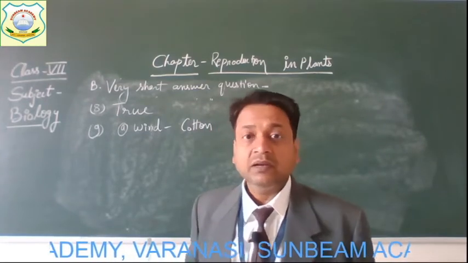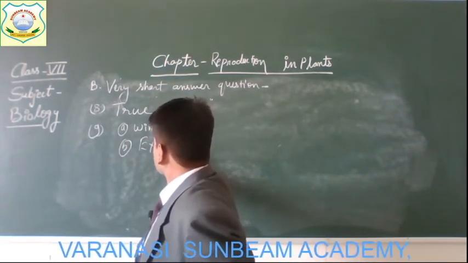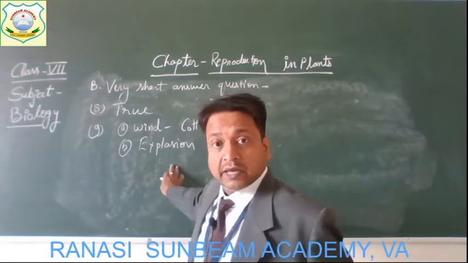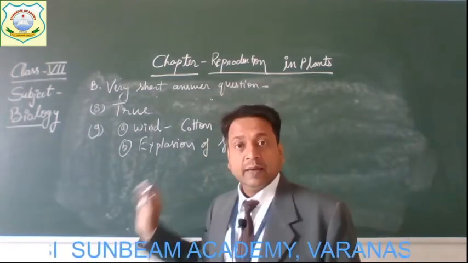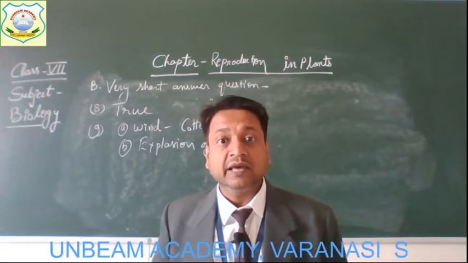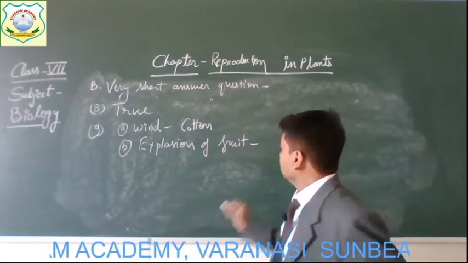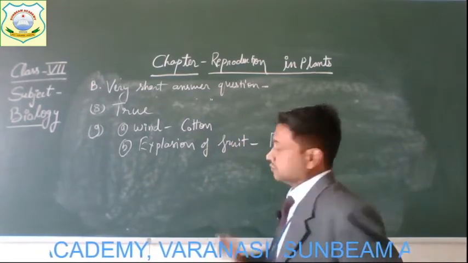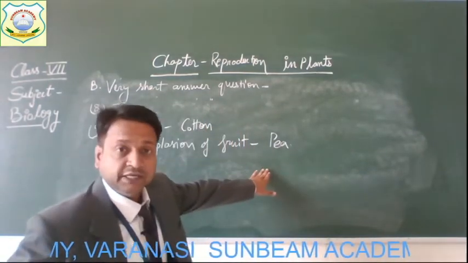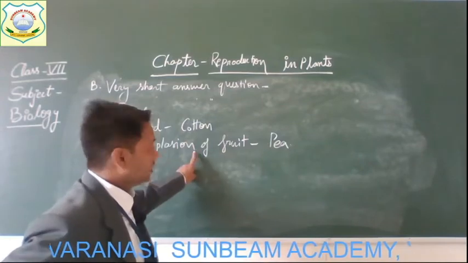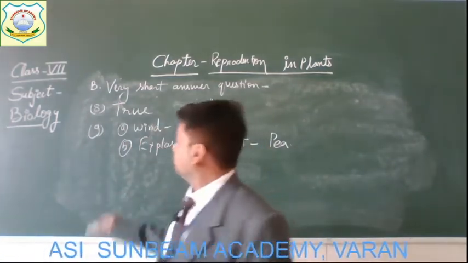Okay, and the example of explosion of fruit is, yes, pea, balsam. Okay, so you can write any one. So these are the two examples of the seeds which disperse by wind and which disperse by explosion of fruit. Alright, now come to the next.